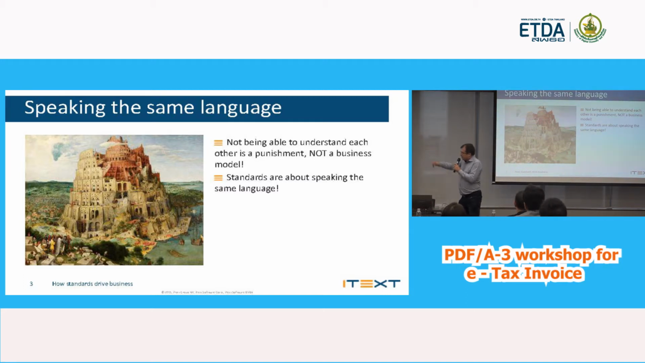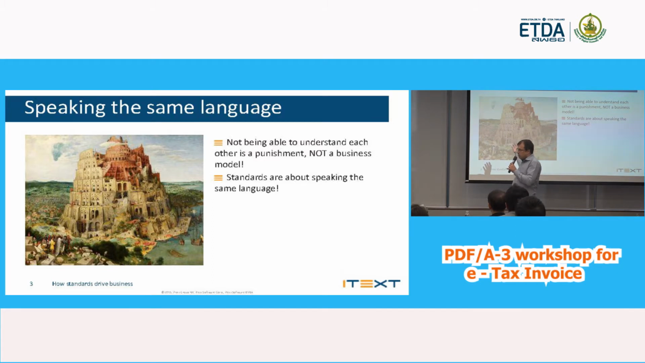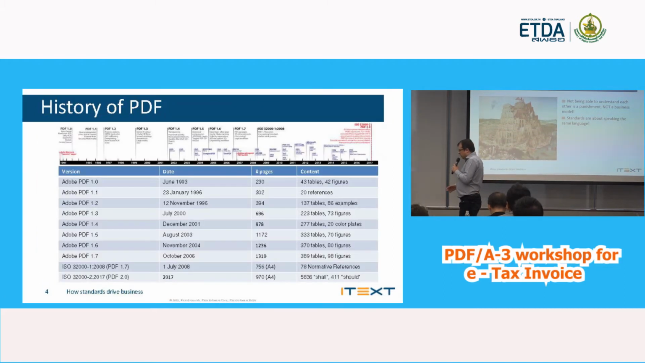So this is a painting by a Flemish painter about the Tower of Babel. It's a biblical story, and it's a punishment. So the people of Babel were punished, and how were they punished? Well, suddenly everyone talked a different language, and they couldn't communicate anymore, and the tower never got completed. So my point is, not being able to understand each other is a punishment. It's not a business model. It's not a way to make more money. And standards are about speaking the same language.